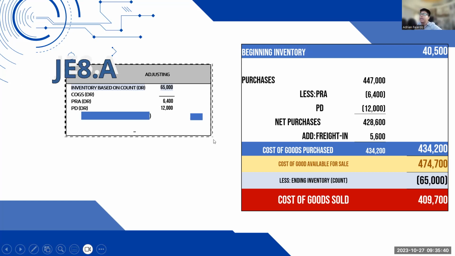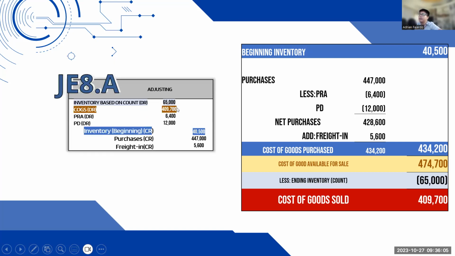So PRA, dati credit yan. So iti-debit mo lang ng 6,400. 12,000 yung purchase discount. And then you have your inventory beginning. So that's 40,500. So credit siya, 40,500. You have your purchases of 447,000. And then freight in 5,600. And then ultimately, finally, you will get your COGS. So this is the pinakamahirap na journal entry for periodic.